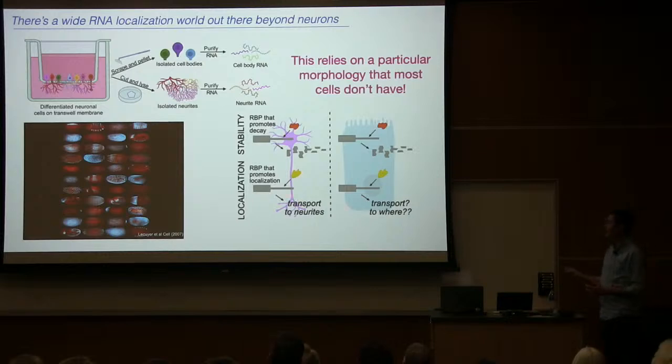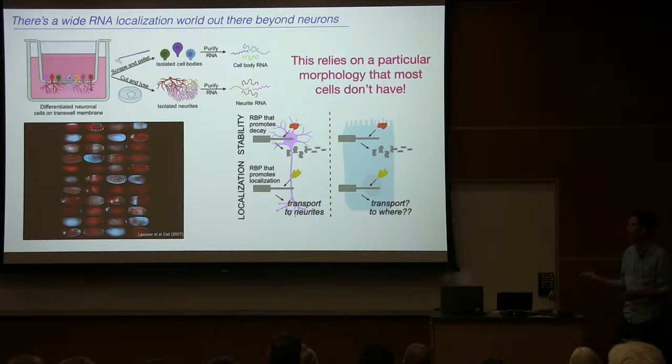So let's say in neurons, I've got an RBP that recognizes some element within a 3' UTR. And when that happens, it causes this RNA to be transported to neurites. And so now back to the epithelial system, if I've got the same RBP and the same RNA, what's going to happen? Right? This epithelial cell doesn't have neurites. It doesn't have axons or dendrites. And so is it going to be transported? And if so, to where?